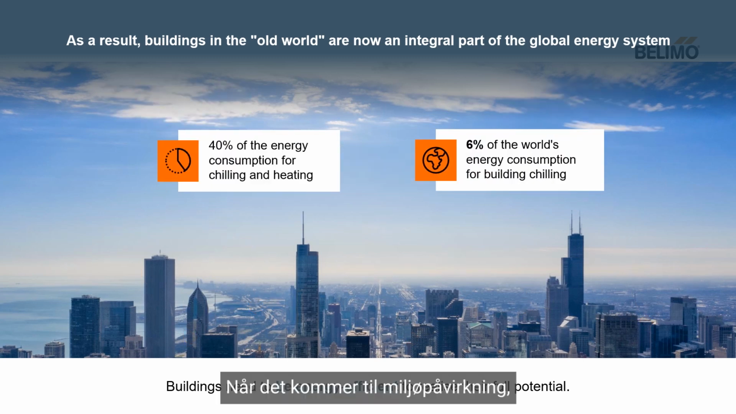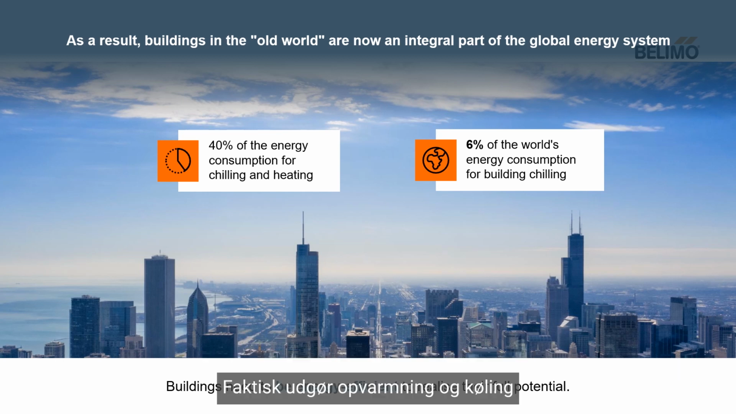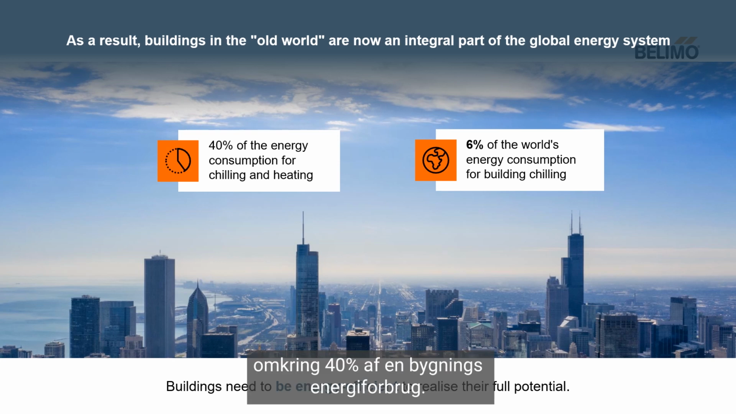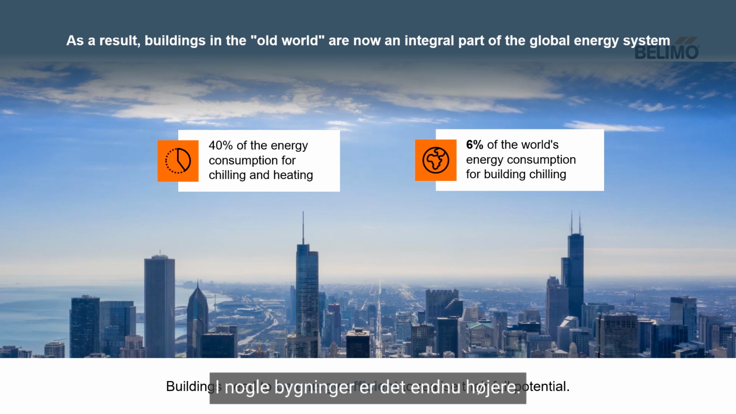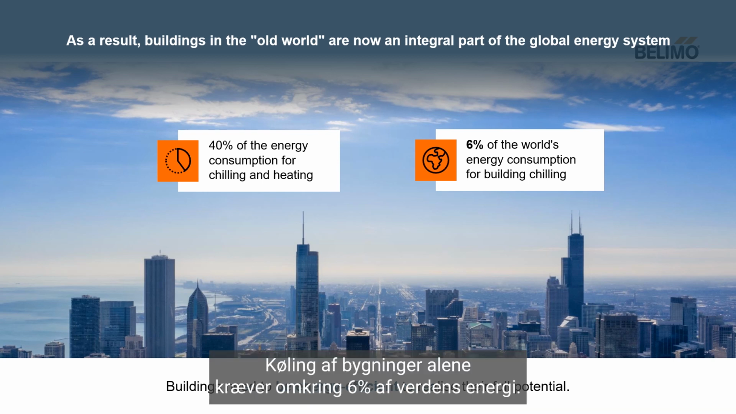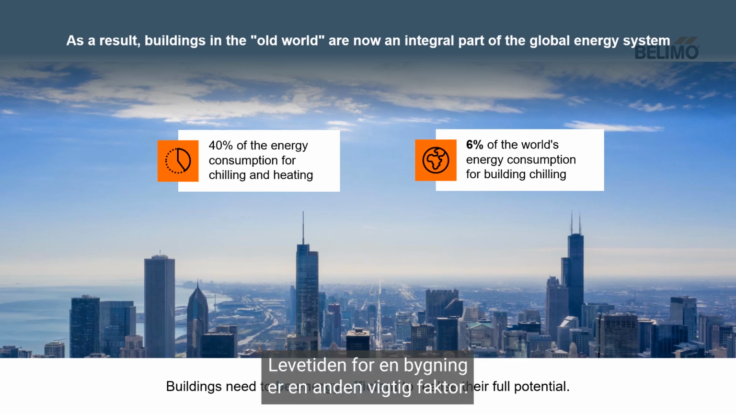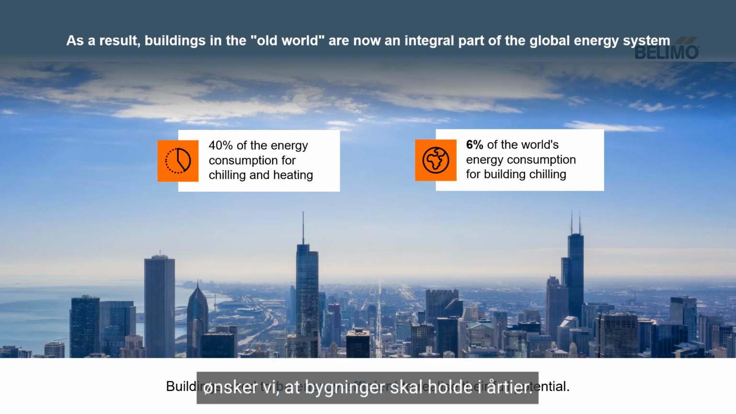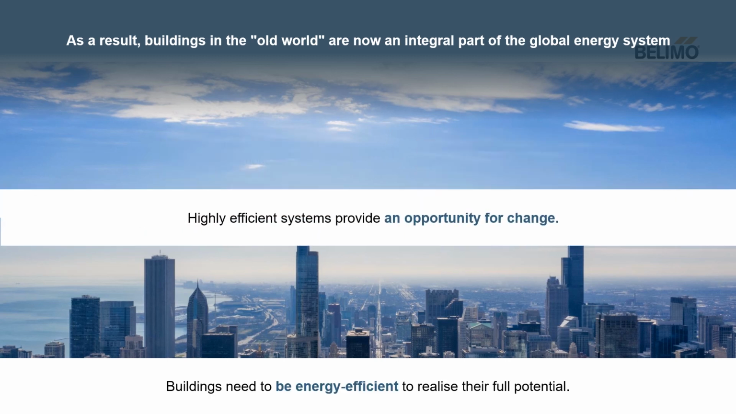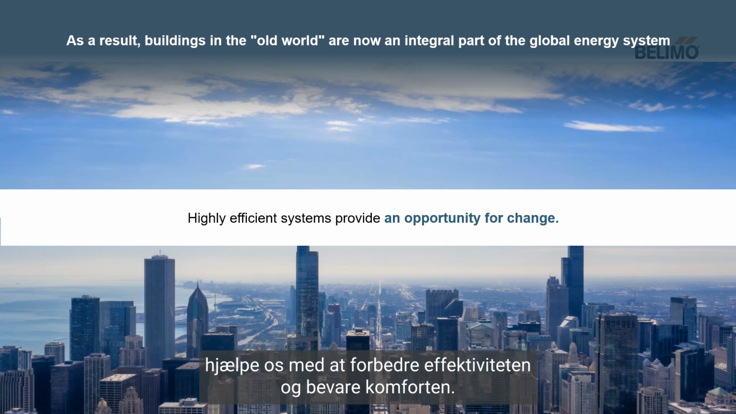When it comes to environmental impact, cooling and heating in commercial buildings is a major factor. In fact, heating and cooling account for about 40% of a building's energy consumption. In some buildings, it's even higher. Cooling buildings alone requires about 6% of the world's energy. The lifespan of a building is another important factor. While we can buy an electric car or replace its battery after 10 years, we want buildings to last for decades. Here, modern HVAC technology can help us improve efficiency and maintain comfort.